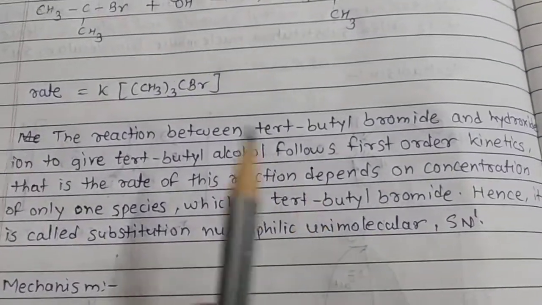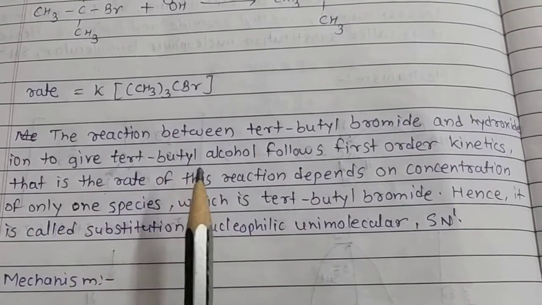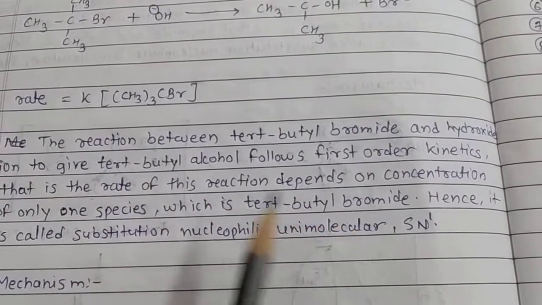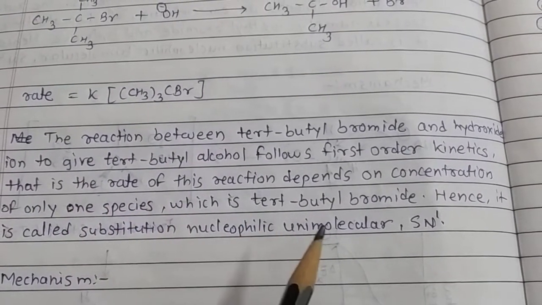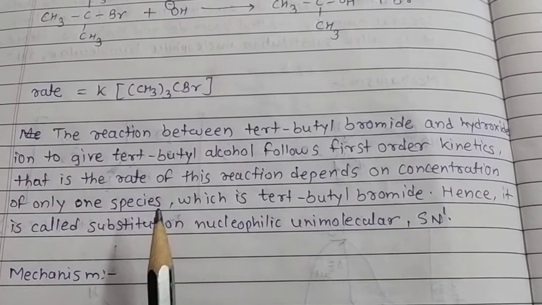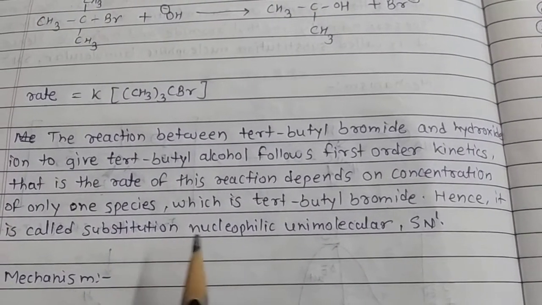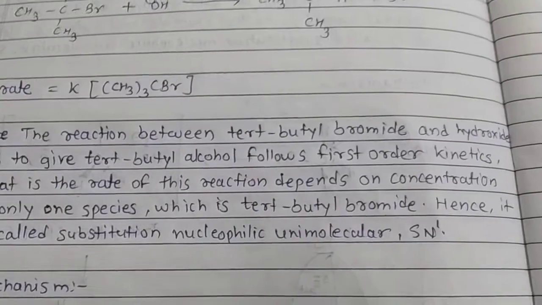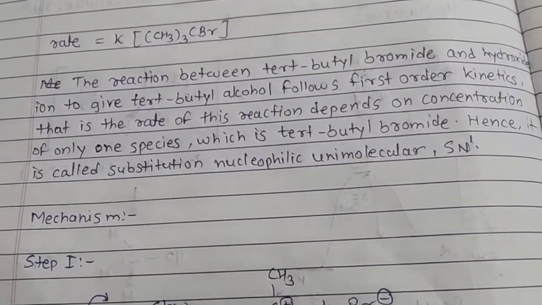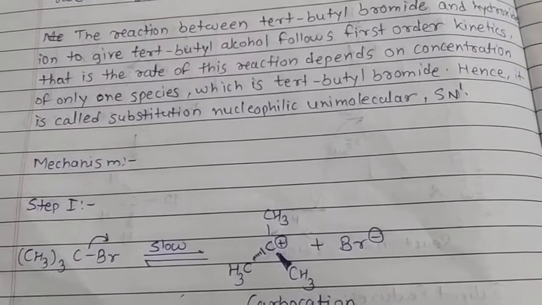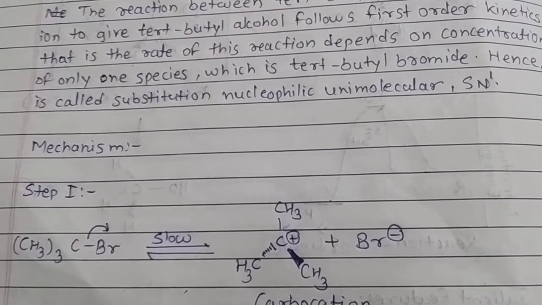The reaction between tertiary butyl bromide and hydroxide ion to give tertiary butyl alcohol follows first order kinetics. That is, the rate of this reaction depends on the concentration of only one species, which is tertiary butyl bromide. Hence it is called substitution nucleophilic unimolecular. Because the rate of reaction depends only upon one species, it is first order kinetics, and it is substitution nucleophilic unimolecular. And it is a two-step mechanism.